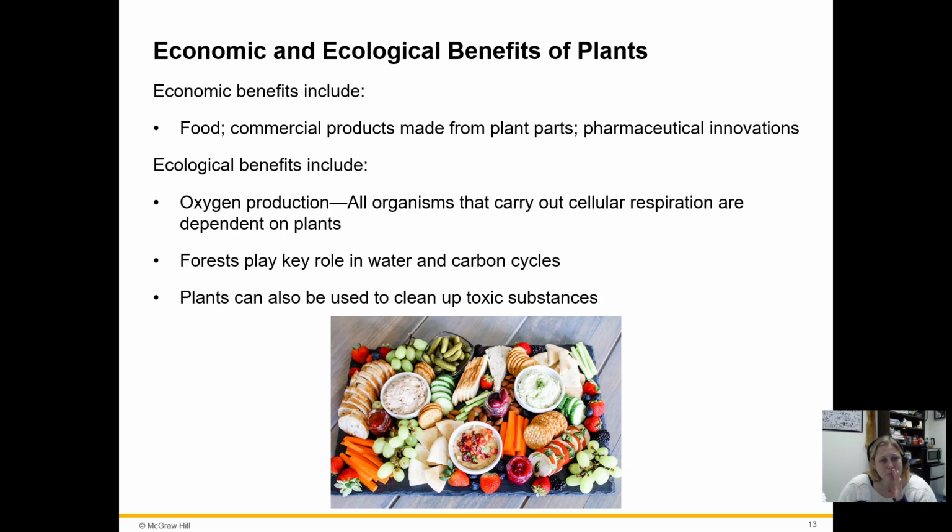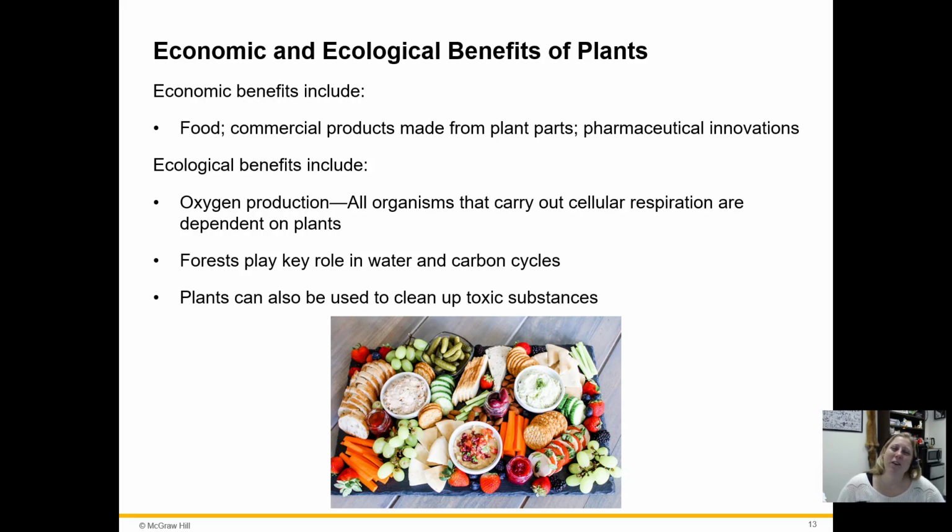By the way, vegetables are a culinary term. When it comes to plants, it's all fruits. Even grains are a fruit, okay? So it's a fruiting plant anyway. If you like those things, if you like eating food, even if you like eating meat, your meat ate plants. So when we talk about the economic benefit of plants, food is a huge one.